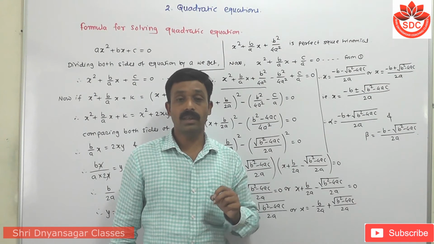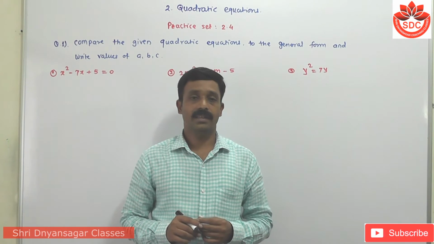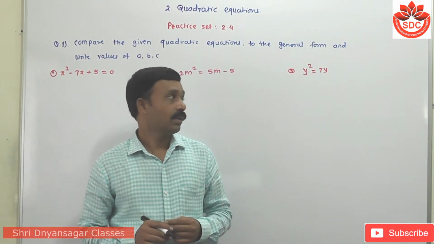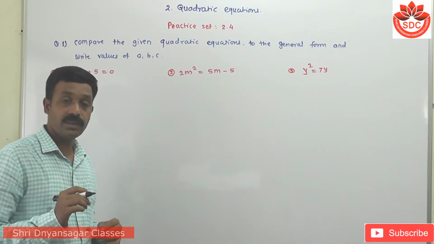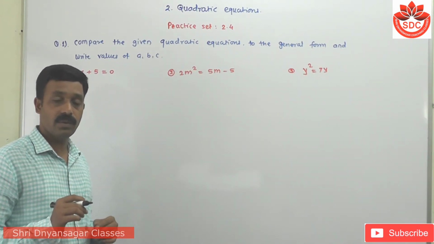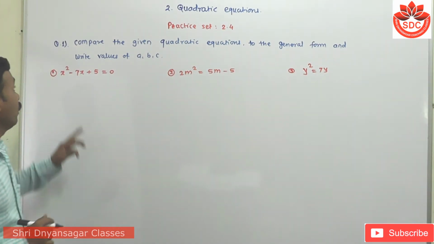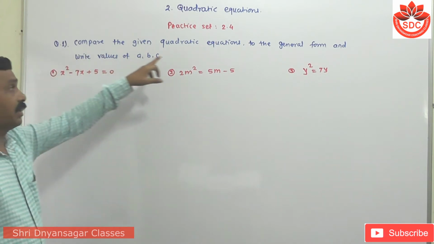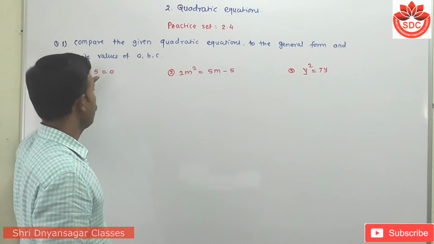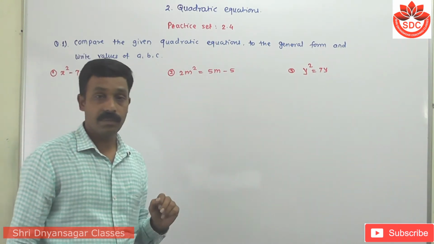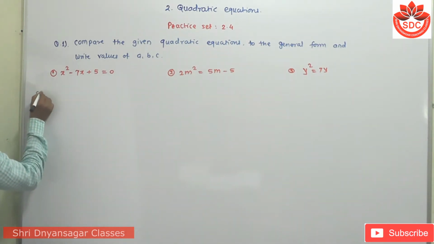Let's study the next, practice set 2.4. Let's take practice set 2.4 of the formula method. Now the formula is x is equal to minus b plus minus root of b square minus 4ac upon twice a. Now the first question is: compare the given quadratic equation to the general form of the equation and write the values of a, b, c. Means comparing this with the standard form. So, the solution.